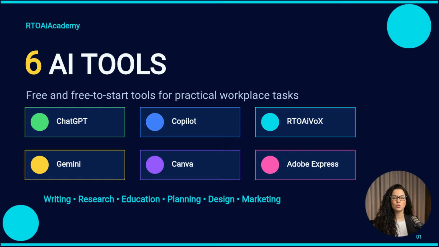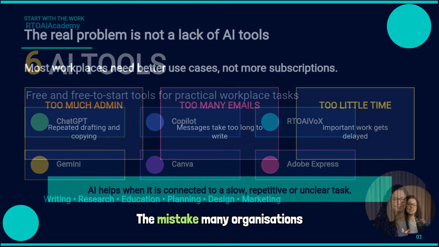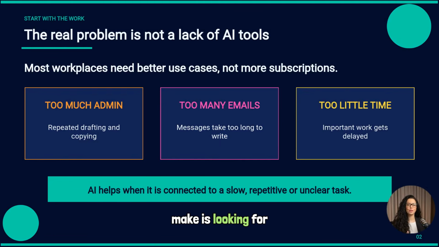The goal is not to rank the tools by popularity. The goal is to match each tool to a real workplace task, then use professional judgment to review the output before it is used. The mistake many organizations make is looking for the newest AI tool before identifying the workplace problem. A tool only matters if it reduces friction.